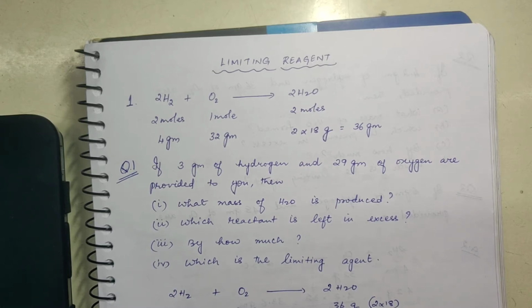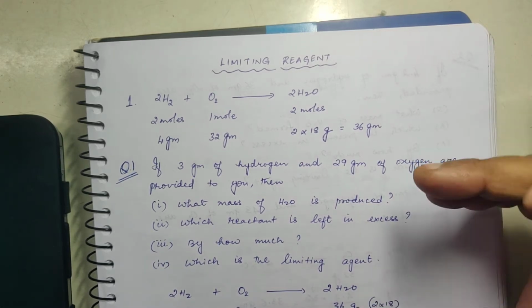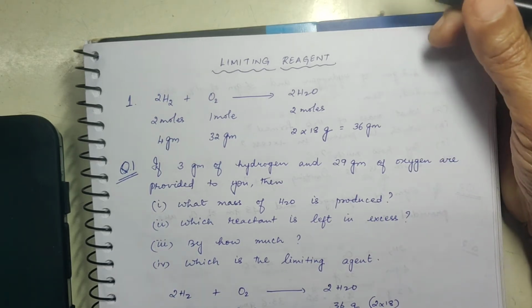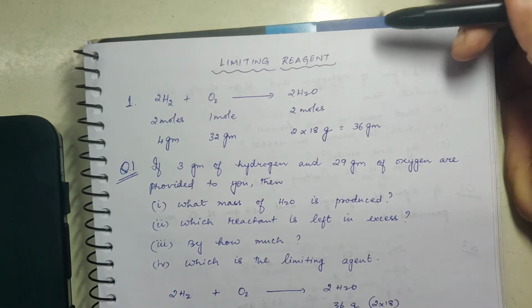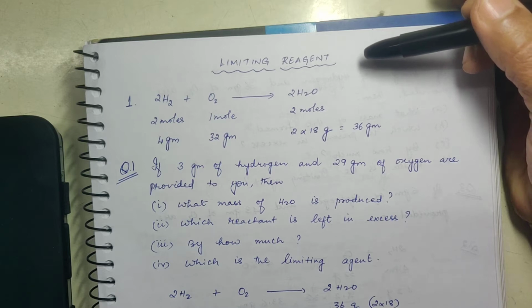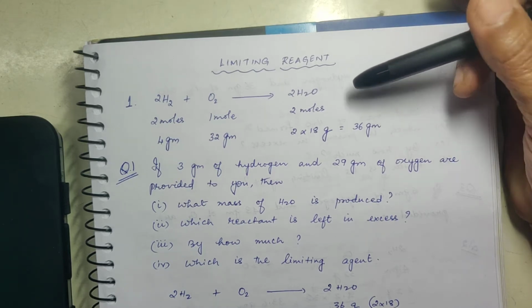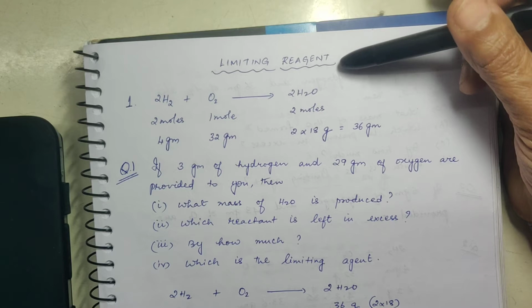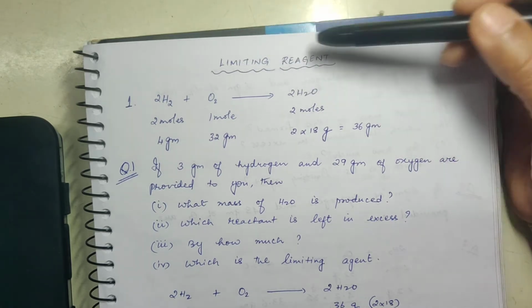Yes, children, let us start revision now. Today we will see the first topic, that is basic concepts of chemistry. So we'll start with stoichiometry, and under that we are going to see limiting agent first.